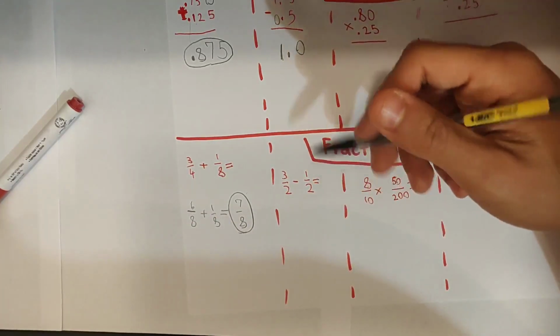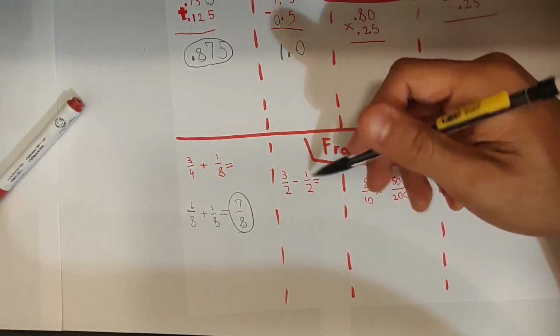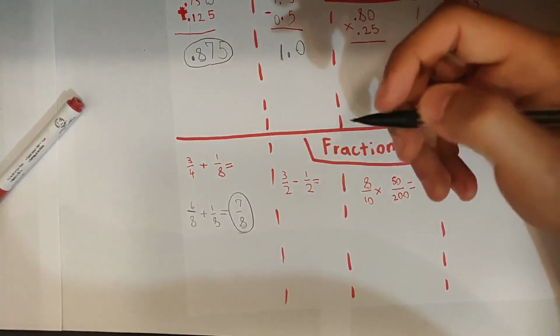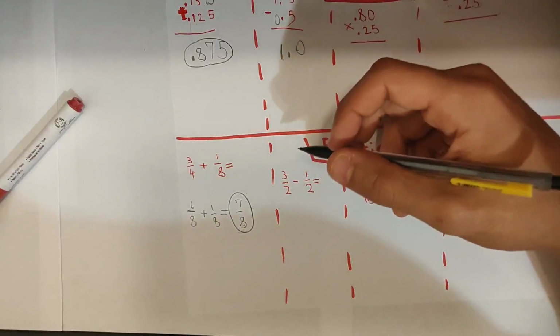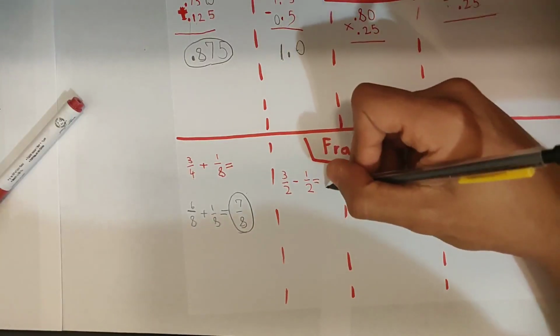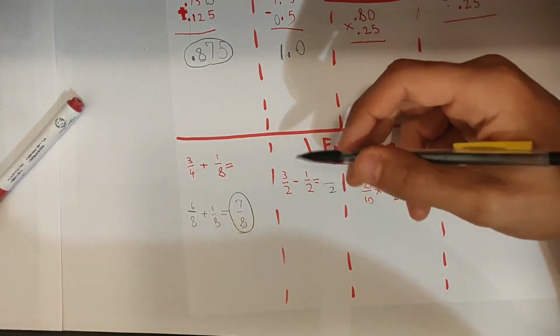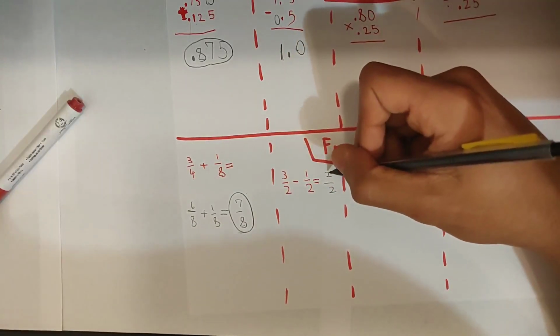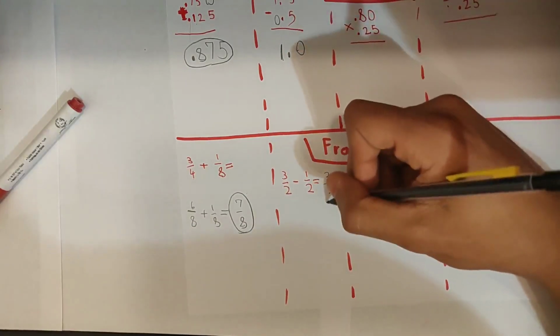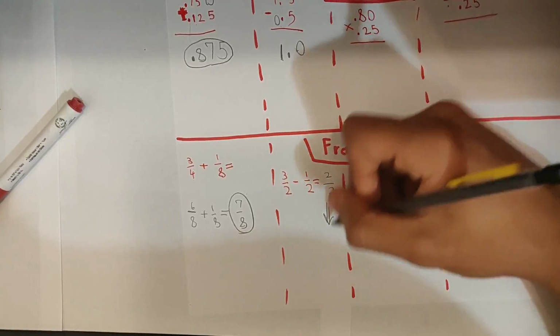And luckily for us, our denominators are the same, so I can subtract straight across without any additional steps. So I know my answer here is 2, and then 3 minus 1, that is 2. And I can simplify this into 1 by dividing both sides by 2.